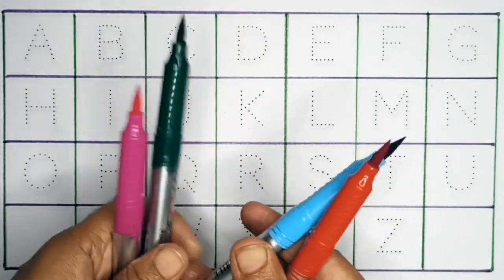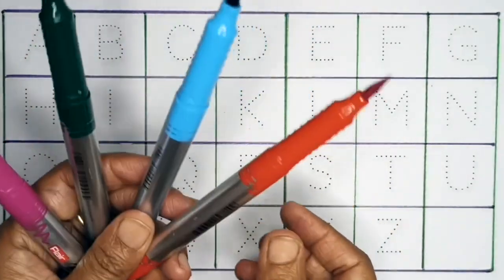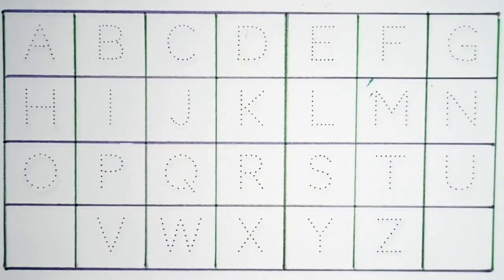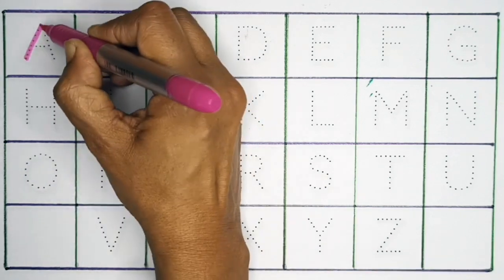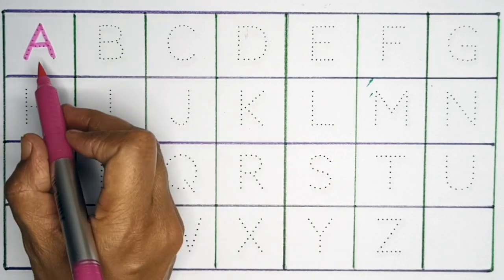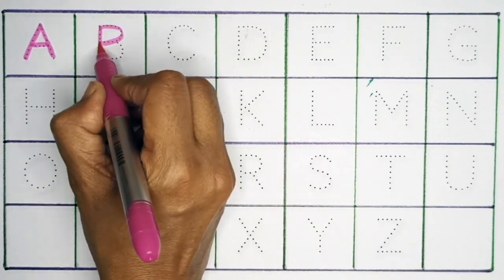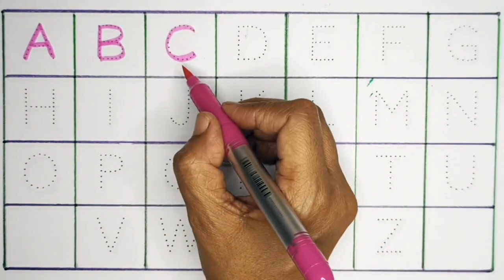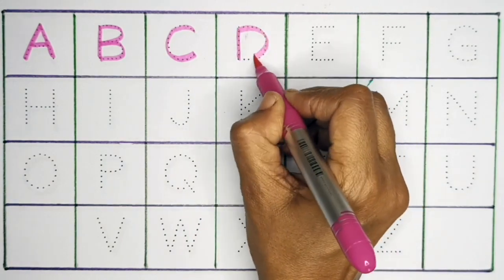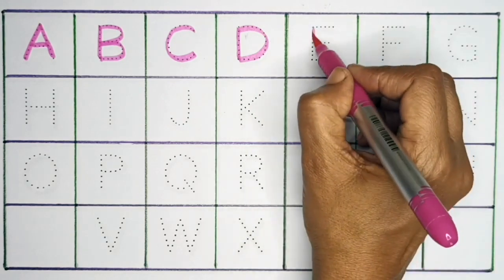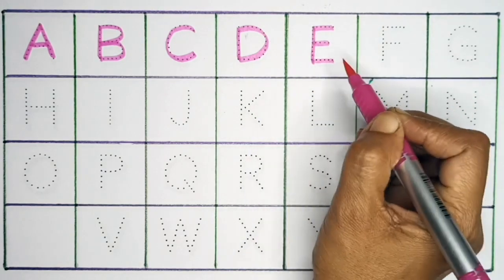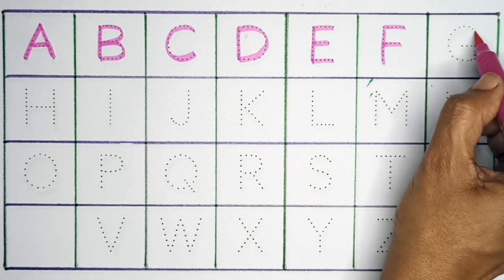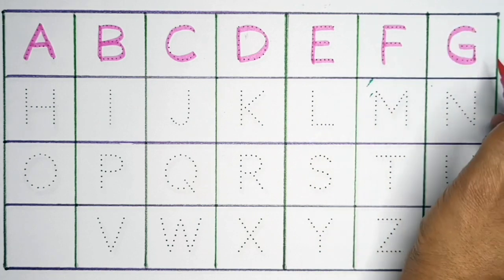Purple, green, blue, red. A for apple. B for ball. C for cat. D for dog. E for elephant. F for fish. G for grapes.